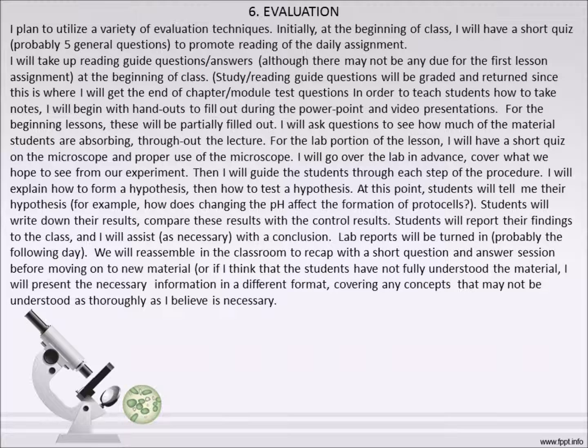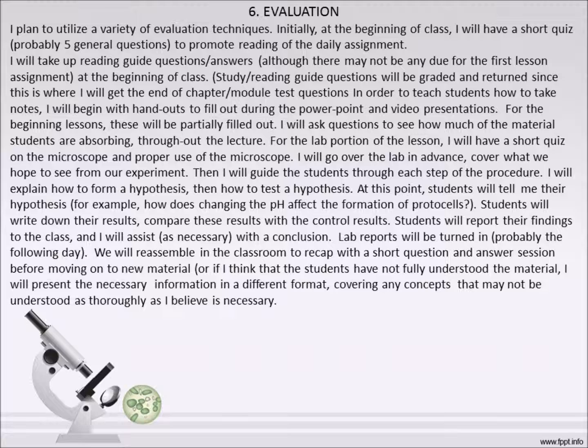I will go over the lab in advance, go over each step in the procedure, what we hope to learn from this lab, and then I'll go over what a hypothesis is and how to form a hypothesis, and then how to test a hypothesis.